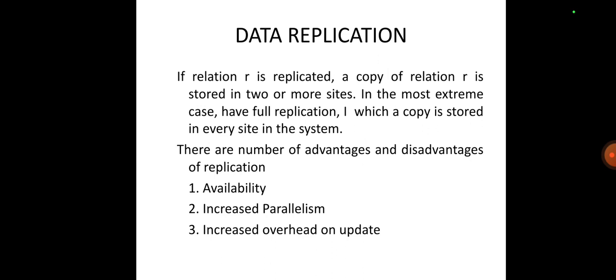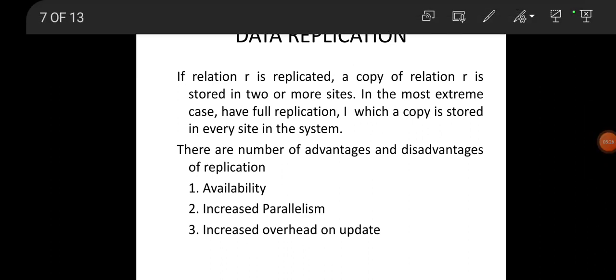There are a number of advantages and disadvantages of replication. First one, availability. If one of the sites containing relation R fails, then the relation R can be found in another site. Thus, the system can continue to process queries involving R despite the failure of one site. And the second one, increased parallelism. In the case where the majority of accesses to the relation R result in only the reading of the relation, several sites can process queries involving R in parallel. The more replicas of R there are, the greater the chance that needed data will be found in the site where the transaction is executing.